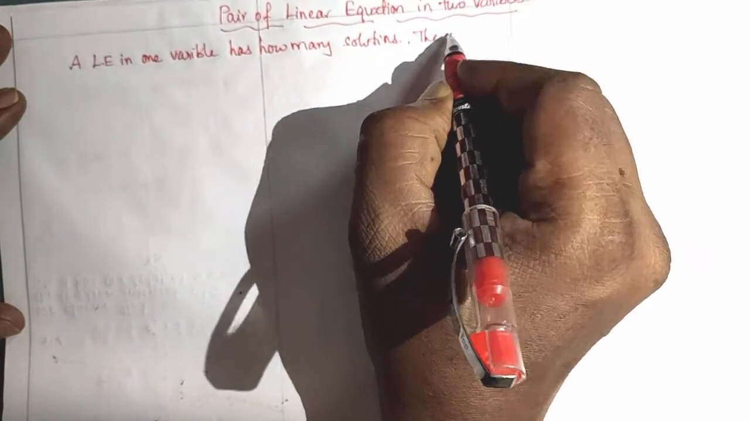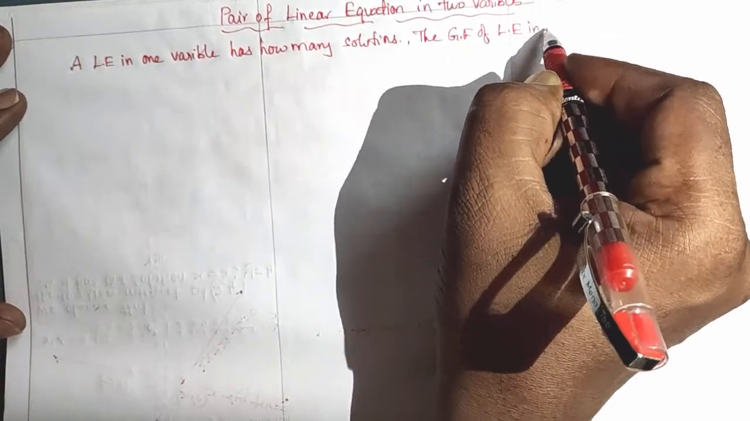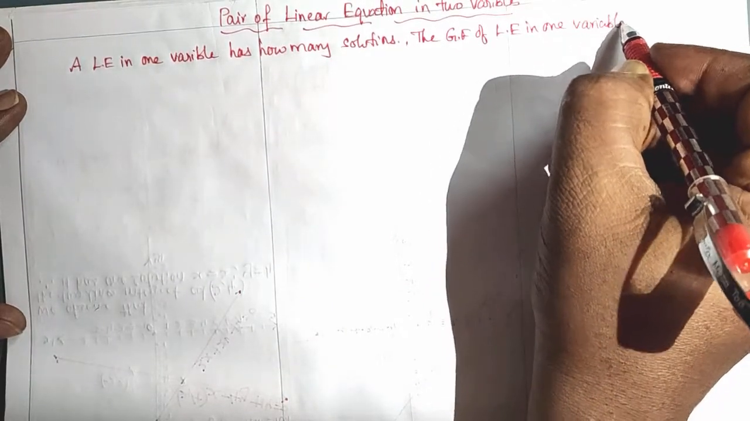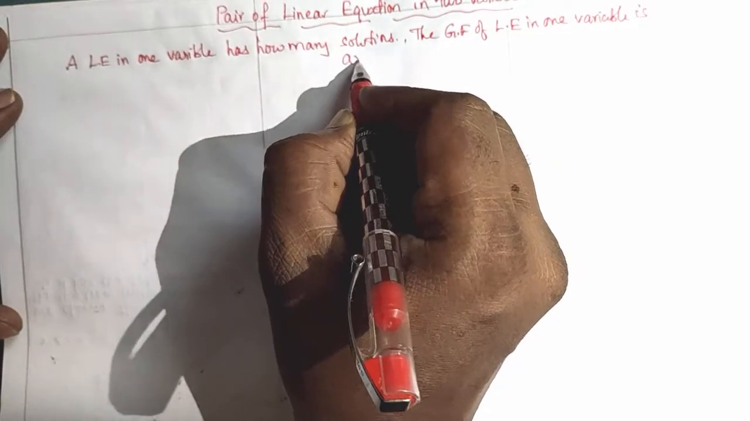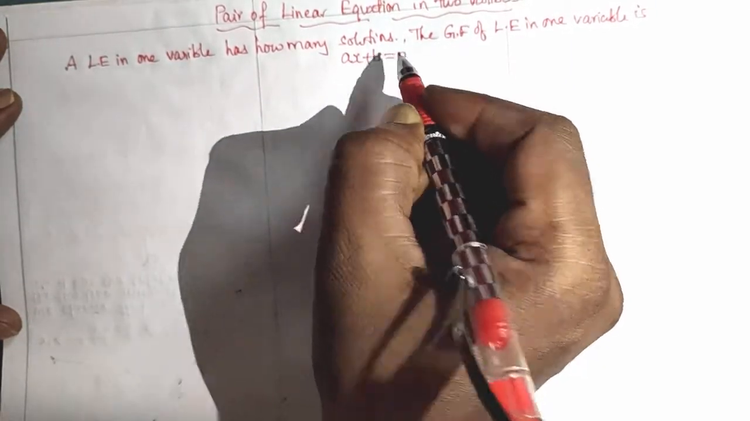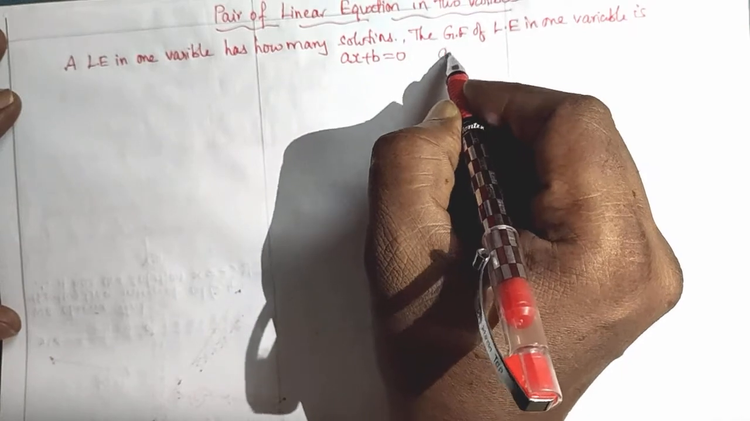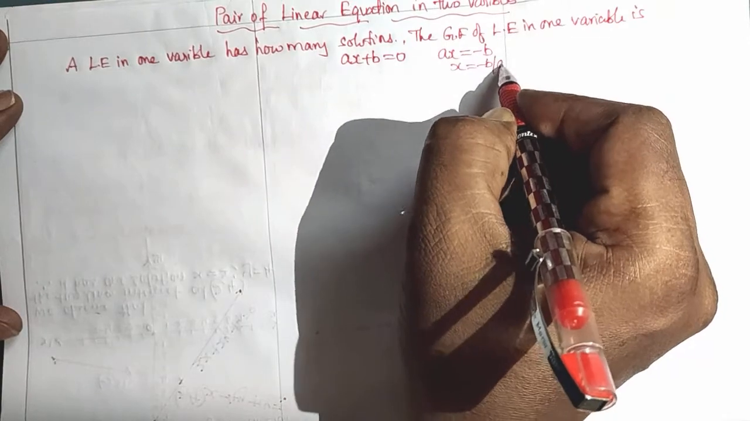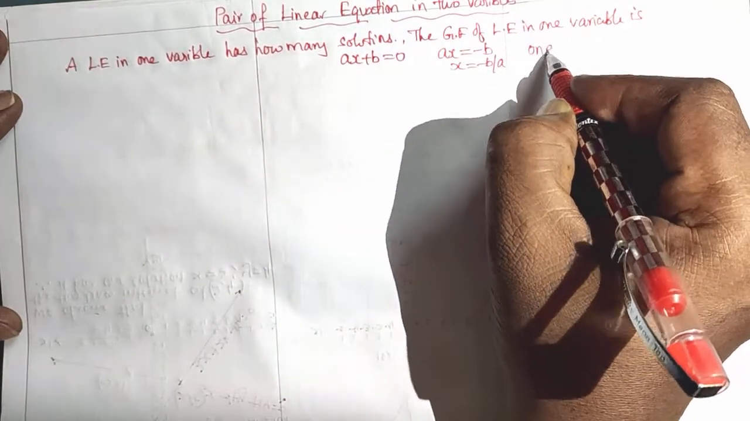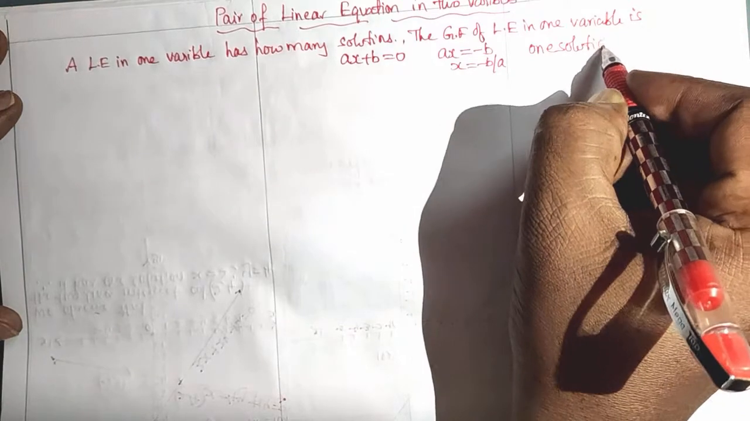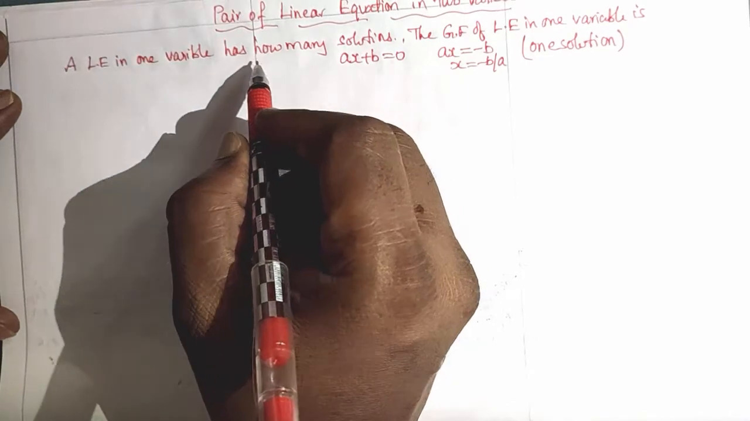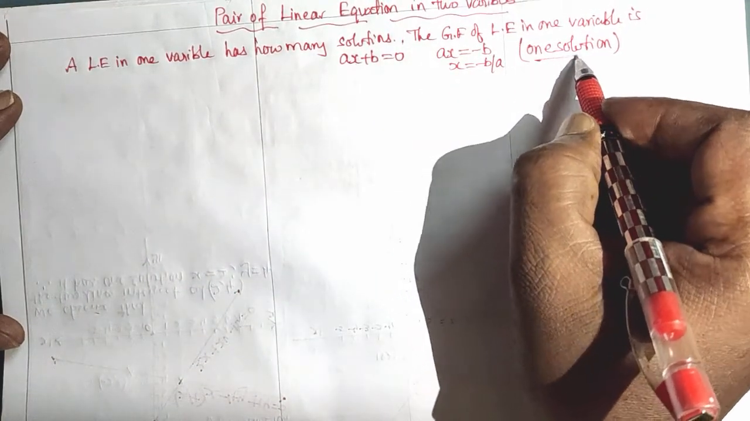The general form of a linear equation in one variable is, what is its form? ax plus b is equal to 0. What is the solution of this equation? ax is equal to minus b, x is equal to minus b by a. Therefore, it has how many solutions? One solution only.